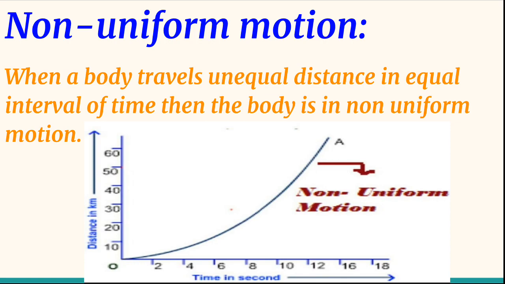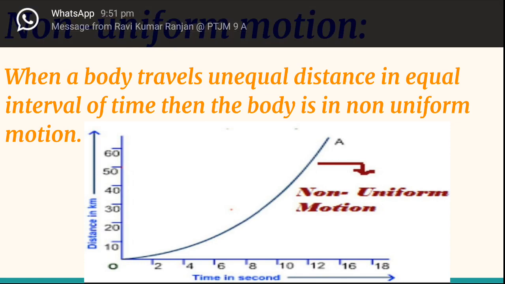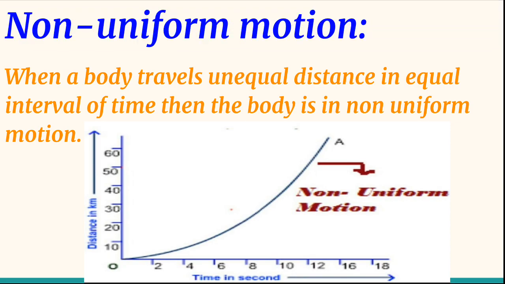Means when a body travels unequal distance in equal intervals of time, then the body is in non-uniform motion. You cannot say equal distance in unequal intervals of time. You have to say unequal distance in equal intervals of time. Means in the first 1 hour the car completed 200 kilometer, in the second it is completing 50 kilometer. So here the motion is not in a uniform way, it is non-uniform.